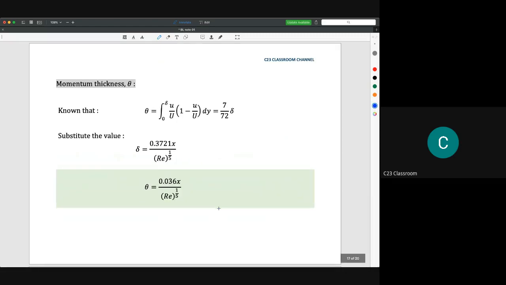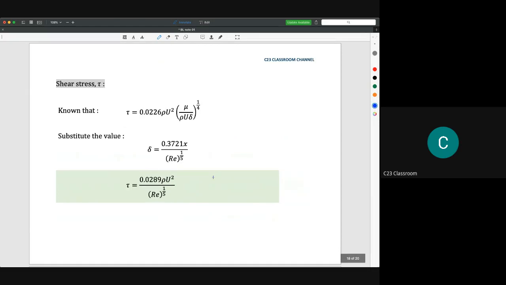So this is the momentum thickness. Previously, I also showed you how to calculate this one. You need to substitute the value of u over U here, and then we get 7 over 72 delta. We substitute the value of delta here, so we get theta is equal to 0.036x over Reynolds number to the power of 1 over 5.